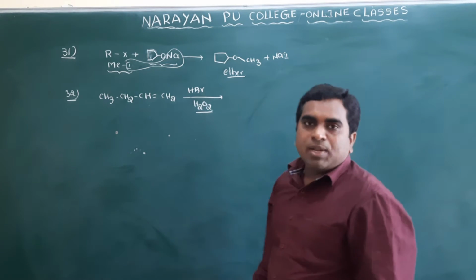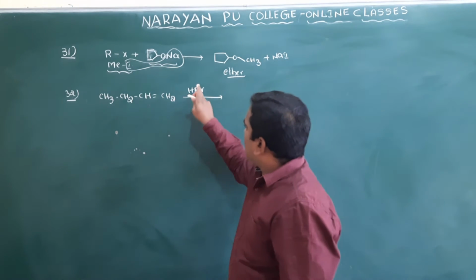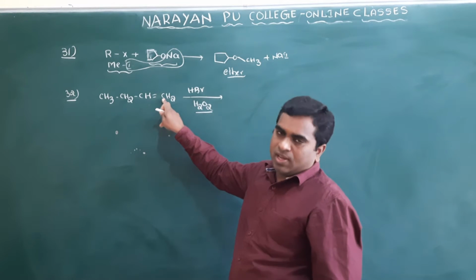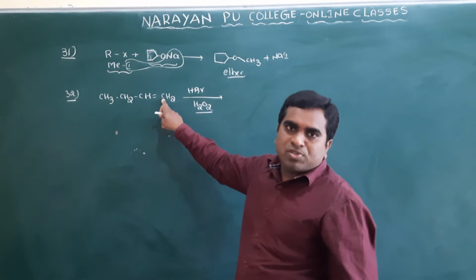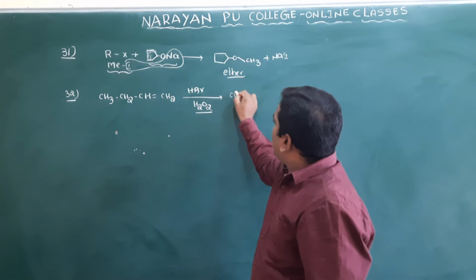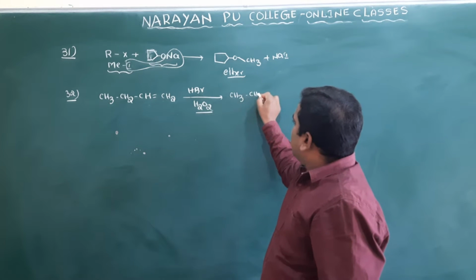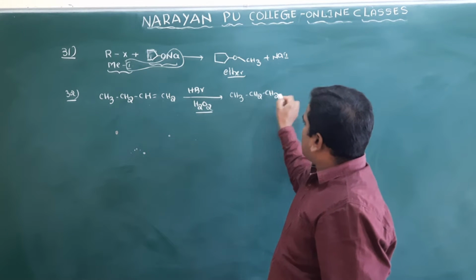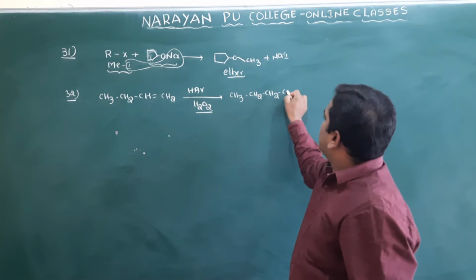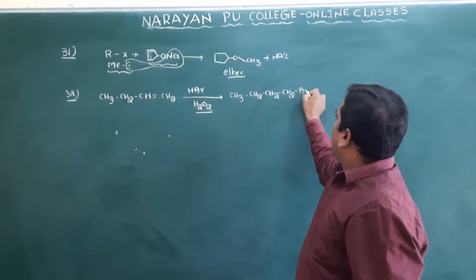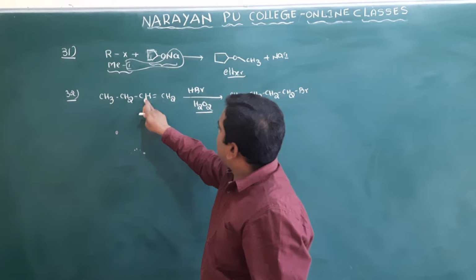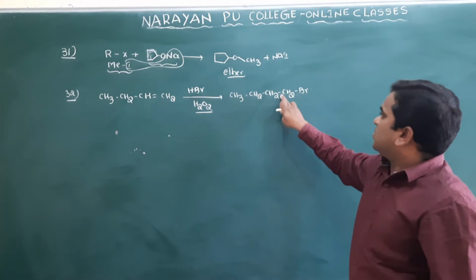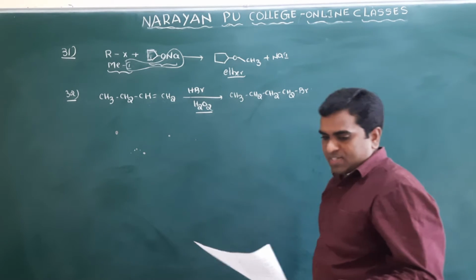You know, the anti-Markovnikov rule. According to the anti-Markovnikov rule, the negative part will attach to the double bonded carbon where the number of hydrogens is more. So then what compound will you get? CH3CH2CH2CH2Br. Bromine will be added here, hydrogen will be added here, and the double bond is converted into a single bond. Clear guys?